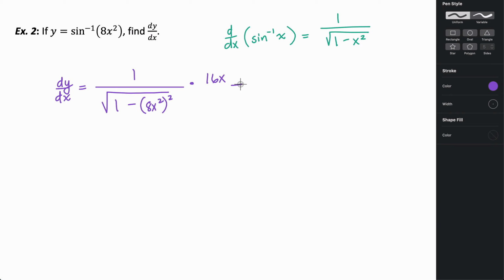And then just go through and simplify, and we'll get that the derivative of y with respect to x is going to equal 16x all over the square root of 1 minus, so this 8 squared is 64, and then x squared squared is going to be x to the fourth. And that would be that derivative there.